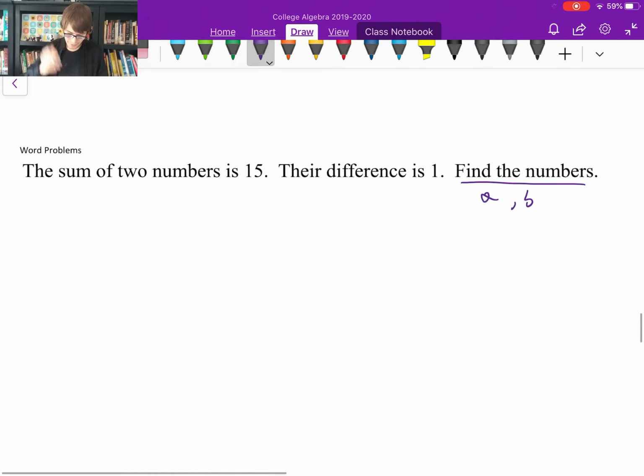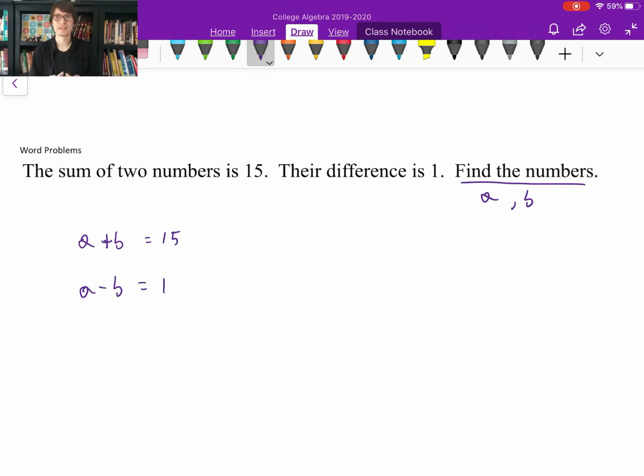Okay, it says the sum of those two numbers is 15. So it's saying A plus B, the sum of those two numbers, is 15. It says their difference, and that means subtraction. That says their difference, A minus B, equals 1. It says find the numbers. This is a really easy problem to solve using elimination. Let me give you the idea of what's going on here.